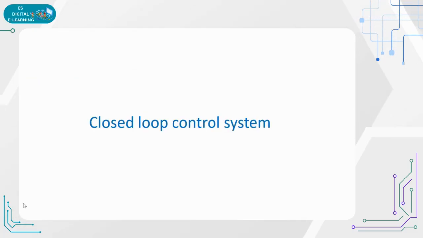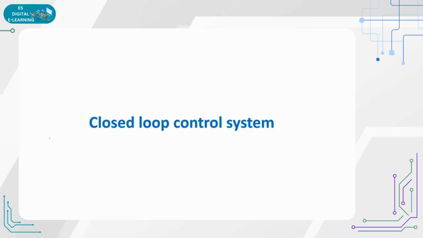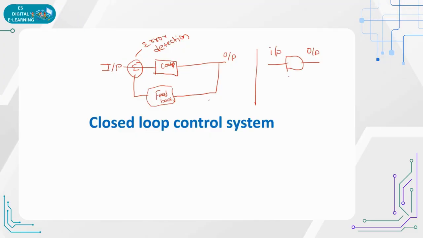Okay, next write down: closed loop control system. Here you can write down the block diagram for the closed loop system: input, output, feedback. This feedback will be for error detection. So this is a control system, a closed loop system. It has a feedback, whereas we don't have a feedback in the open loop system: input, output. This is the open loop system, and this is the closed loop system.